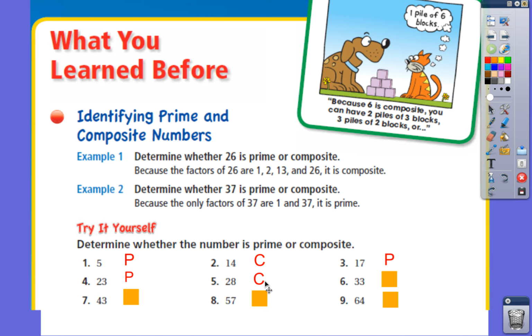Number 5, 28, is composite. Number 6, the number 33, is composite. Number 7, 43, is prime. Number 8, 57 is composite. 57 is a tricky number, but I can multiply 3 times 19, and the answer is 57. And number 9, 64 is composite.